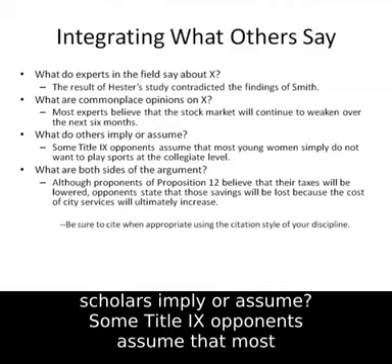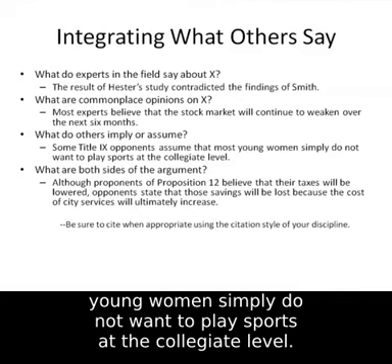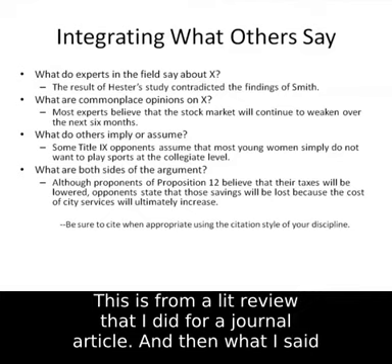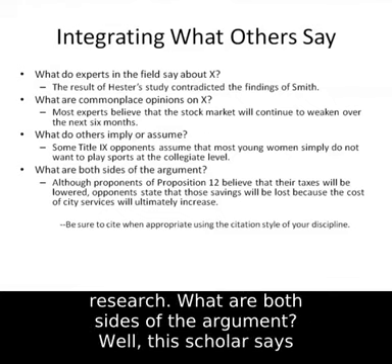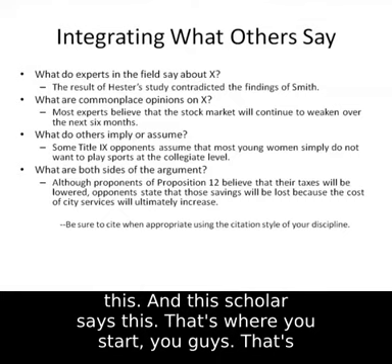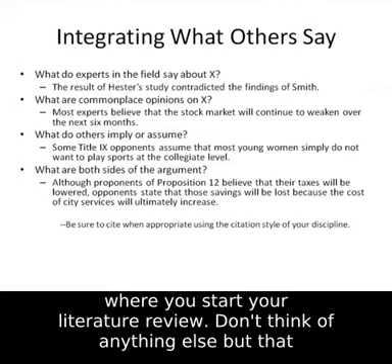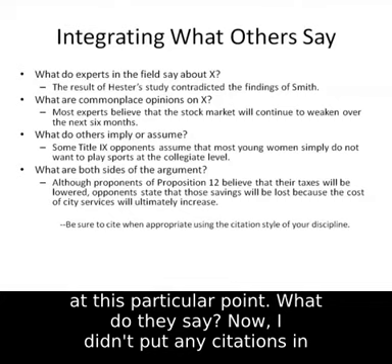What do scholars imply or assume? Some title line opponents assume that most young women simply do not want to play sports at the collegiate level. This is from a lit review that I did for a journal article. And then what I said was, they assume it, but it's not true because of the methods they use to research. What are both sides of the argument? Well, this scholar says this, and this scholar says this. That's where you start, you guys. That's where you start your literature review. Don't think of anything else but that at this particular point. What do they say?